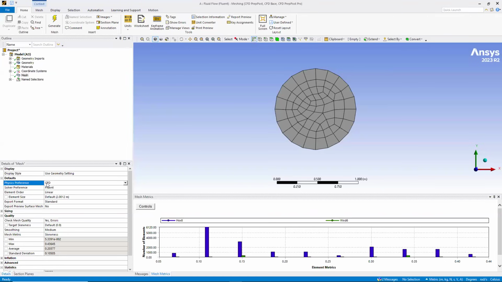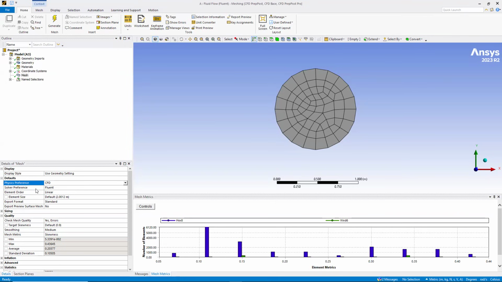is set. Okay, so whenever you have the mechanical as a physics preference, many options for the meshing will not be available. Okay, because for mechanical we don't need those options, or that type of mesh, for mechanical applications like FE analysis. So you have to change it also to the CFD.